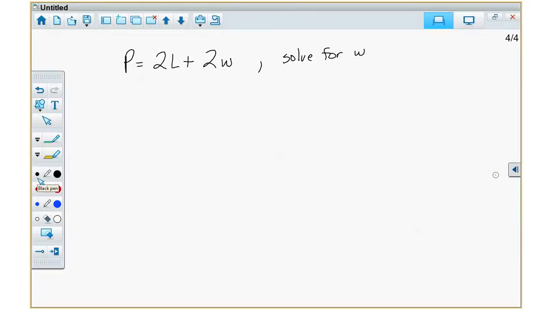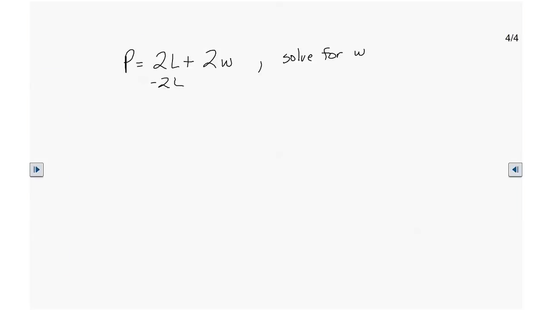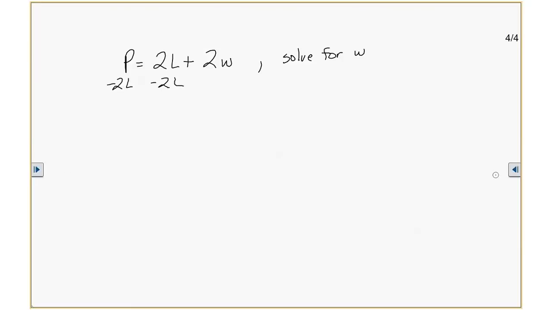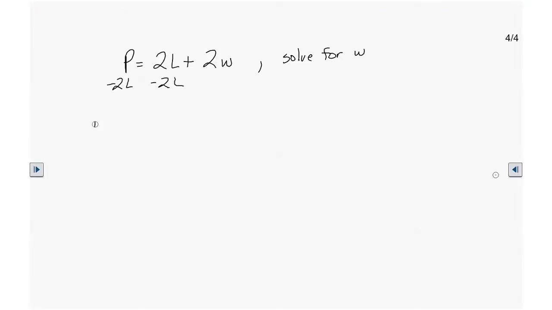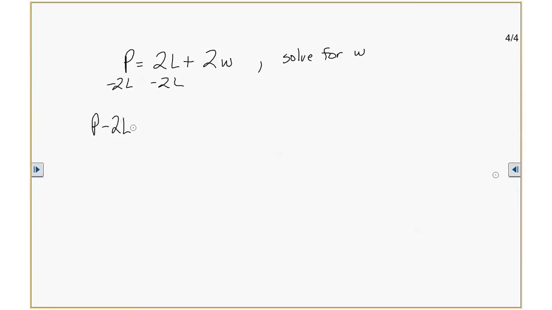So, how do you get rid of 2L when you're adding 2L? You subtract 2L. Because what's in front of that 2? A positive. So, how do you get rid of a positive 2L? You subtract 2L. I love the ones that go, you divide by 2L. No, you're wrong. P minus 2L is equal to 2W. Now, how do I get rid of multiplying by 2?